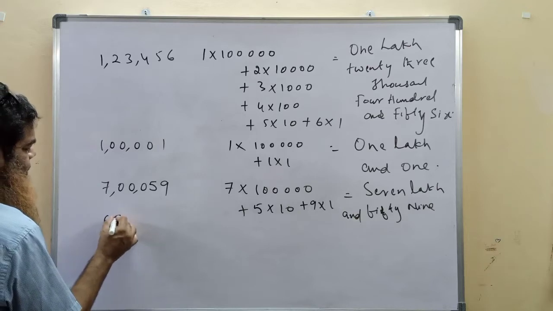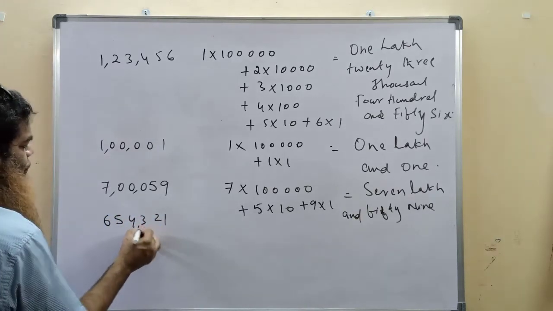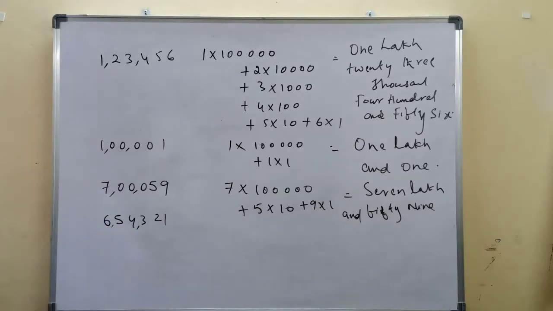Then the fourth number, another number, we'll write in the reverse order of the first number: 6, 5, 4, 3, 2, 1. We have 6,54,321.